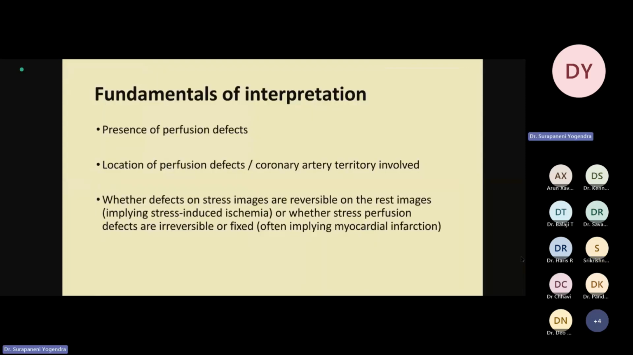Now, fundamentals of interpretation. While interpreting a SPECT CT, we need to look for 3 things: presence of perfusion defect, location of the defect, coronary artery territory involved, and whether the defects on stress images are reversible on rest images. So this implies stress-induced ischemia, whereas stress perfusion defects that are irreversible or fixed often imply a myocardial infarction. Multiple studies have shown that the extent and severity of perfusion abnormality are independently associated with adverse outcomes.